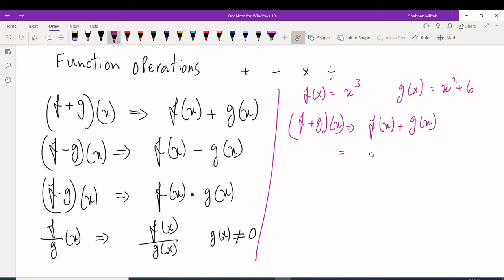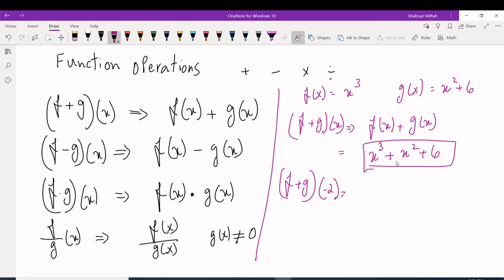What is f of x? x cubed. This plus sign stays. What is g of x? It's x squared plus 6. So this is what my answer is. If the question is asking find f plus g of negative 2, then I changed it right there. You can also rewrite this, and it's going to give me f of negative 2 plus g of negative 2.